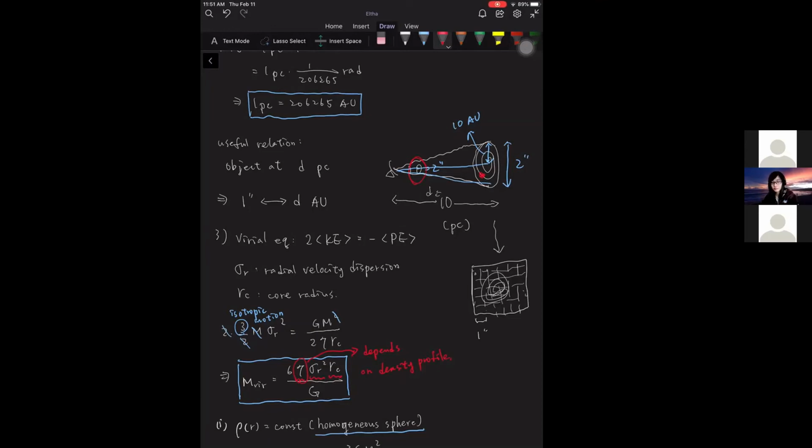And the sketch that you drew is 10 AU. Is that the radius or the diameter? 10 AU is the radius, because I mentioned that the distance of this object is 10 parsec, so 1 arcsec equals 10 AU. And we know that 1 arcsec in this plot corresponds to the radius. That's why the radius is 10 AU. Okay, thank you.